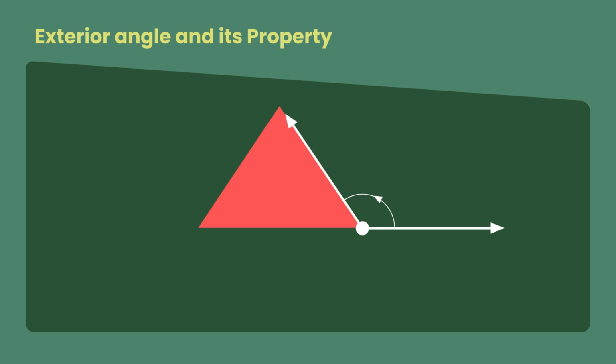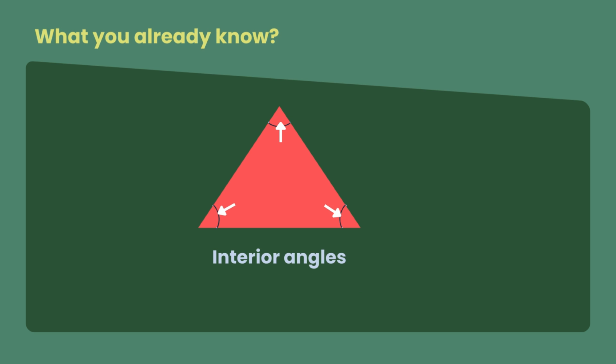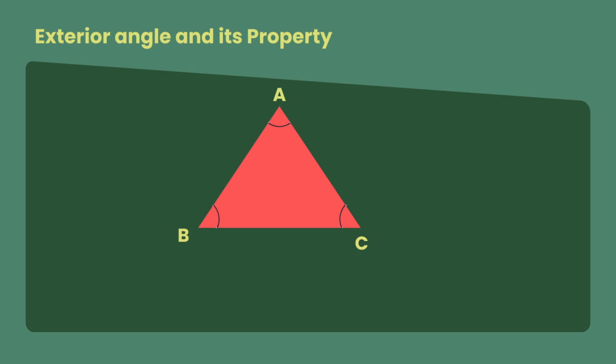Moving forward, let us now learn about the exterior angle of a triangle and its property. Consider any triangle, and let's call it triangle ABC. We know what the interior angles are. But what are exterior angles of a triangle? It's simple. We just have to extend any one side. Say, let us produce side BC to point D like this.